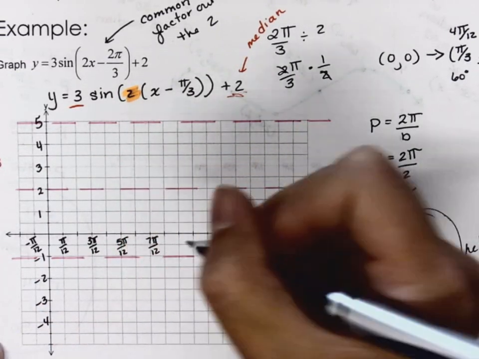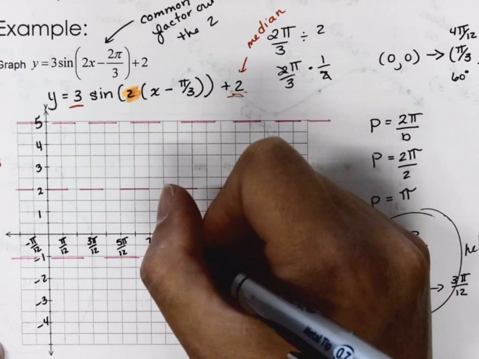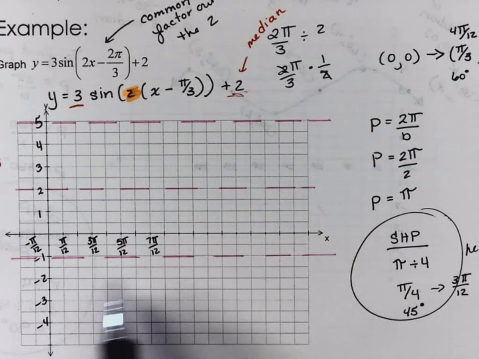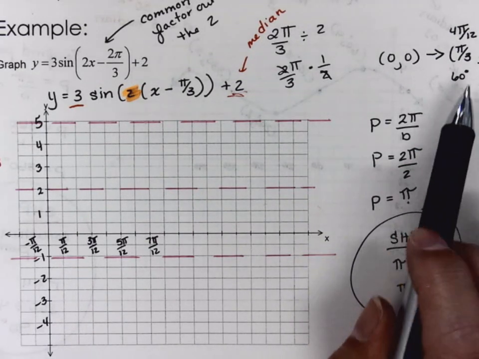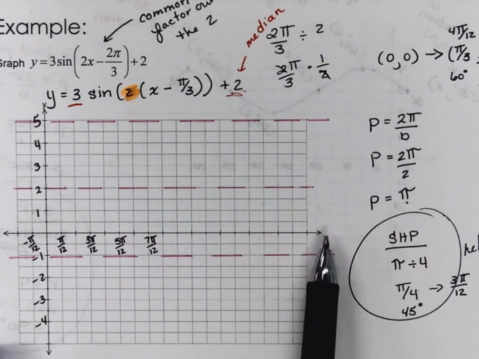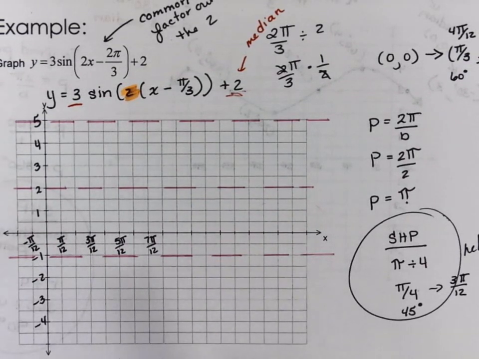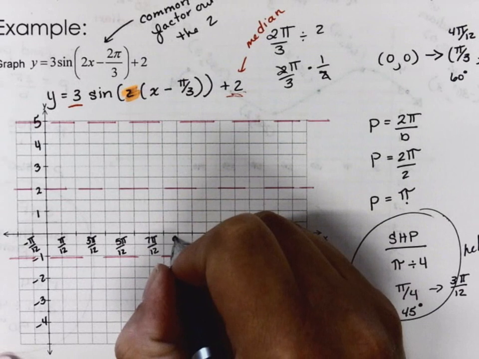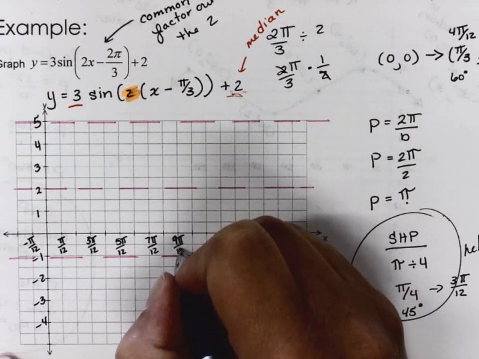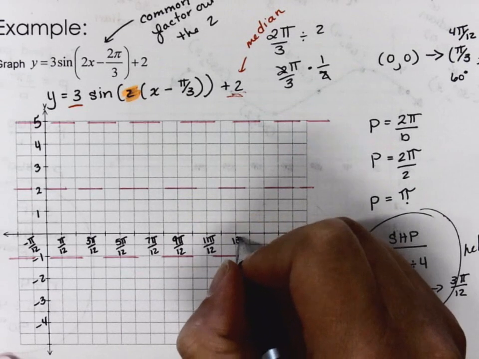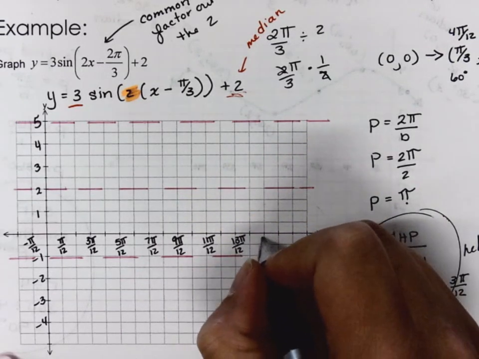How big is my period? My period is just pi. But I'm not starting at 0. Where am I starting? I'm starting at 4 pi over 12. So I need to get at least 16 pi over 12 in here. So 9 pi over 12, 10 pi over 12, 11 pi over 12.